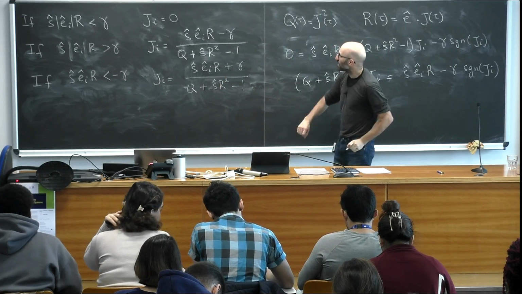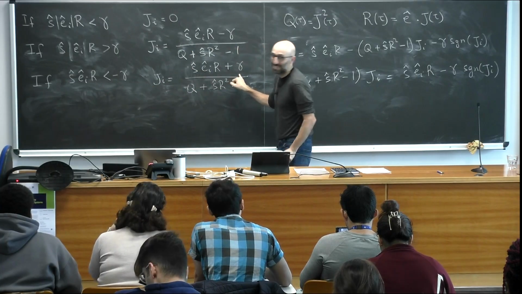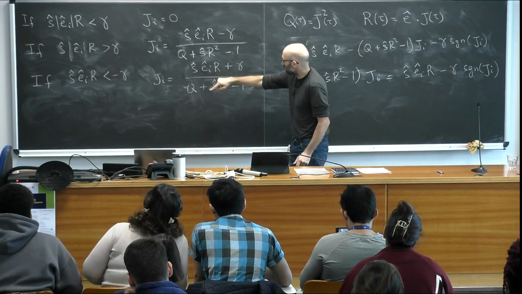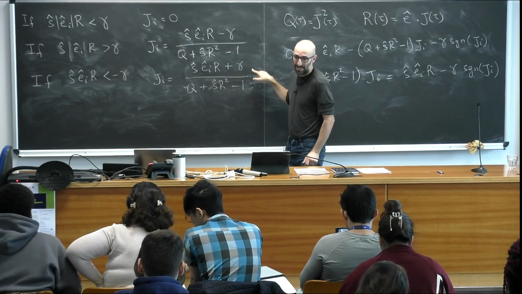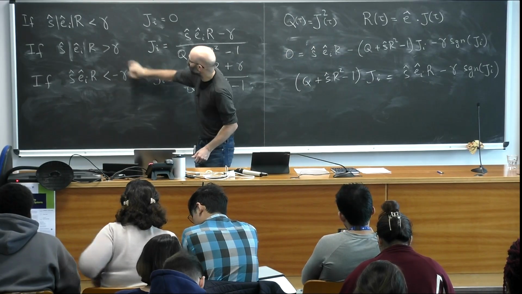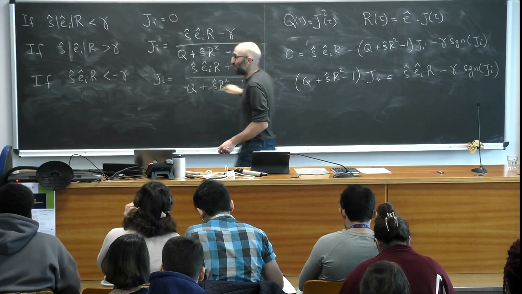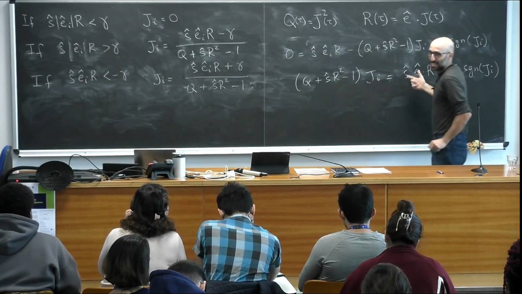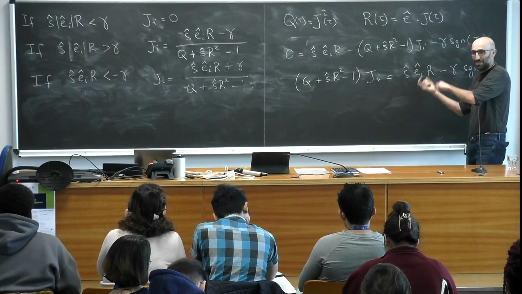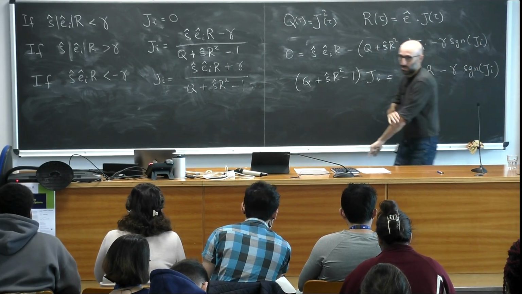Okay? So, because I'm assuming that this is smaller than minus gamma, this is negative. Okay? So if none of these two things are true, which is this case, you cannot find the solution, because if you assume J to be positive, it will be negative, and if you assume it to be negative, it will be positive. So that's why I put the absolute value.